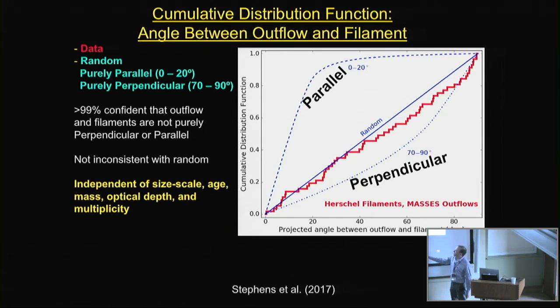And what we actually see is this red step function here. This is using the entire MASSES survey, and it shows really the power of this survey. This is where we expect parallel and perpendicular. Because we have a large sample, we can even say it's significantly not perpendicular with over 99% confidence. I mean, it's definitely not parallel, these outflows and filaments. But we can't distinguish it from random.